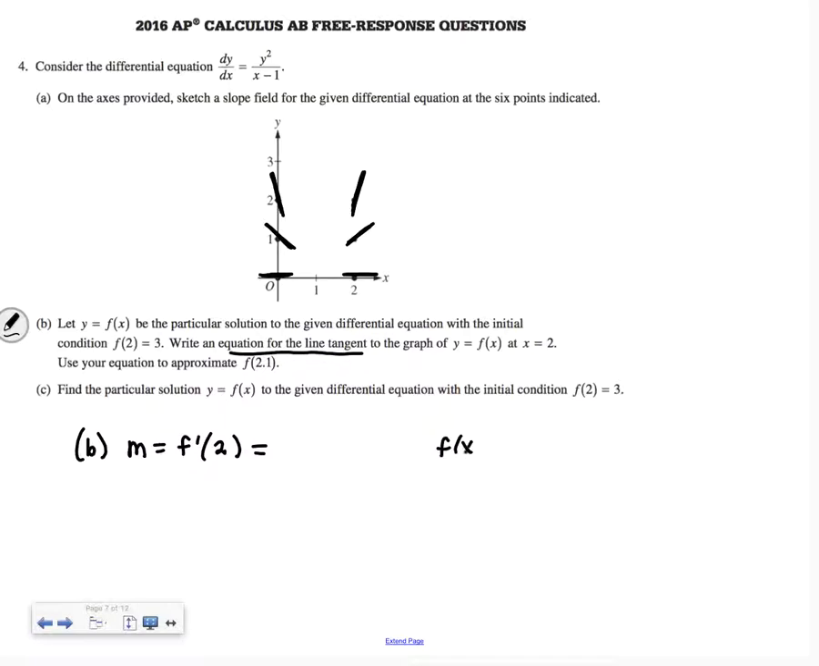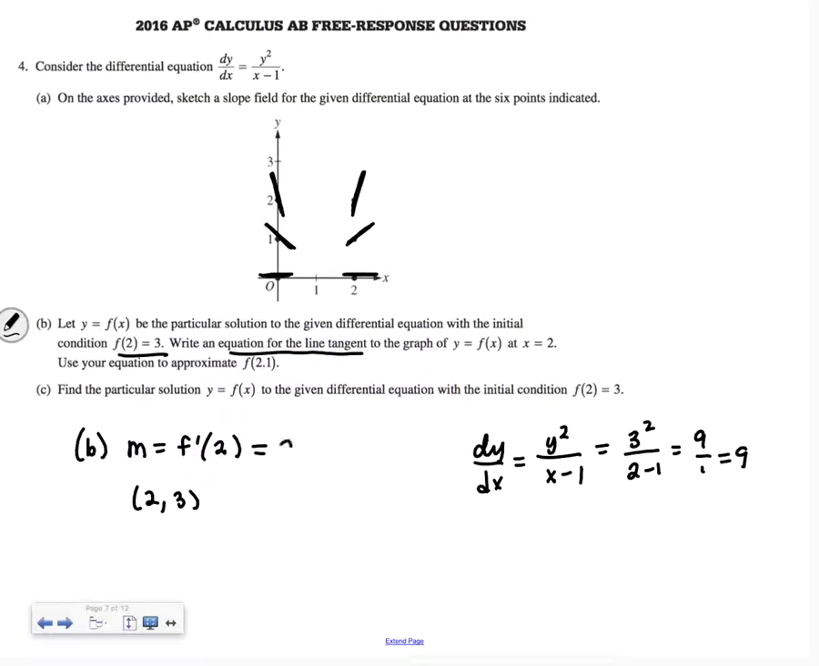So I find f prime of 2, which is plugging in our 2 into this equation. Now the y value for our point was given, it was 2, 3. So we're going to have 3 squared over 2 minus 1, which is 9 over 1. So we get 9 for our slope. And we had that point 2, 3, so putting it together, we have y minus 3 equals 9 times x minus 2 is the equation of our tangent line. And I would just leave it like that so you don't make any mistakes.